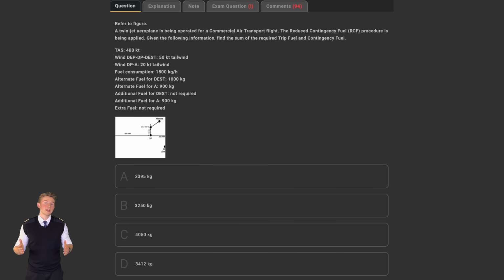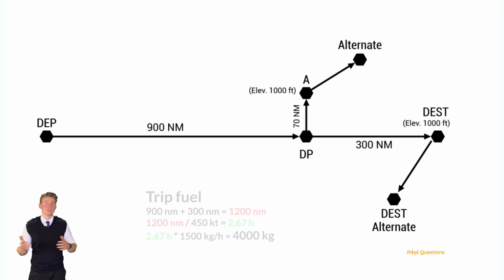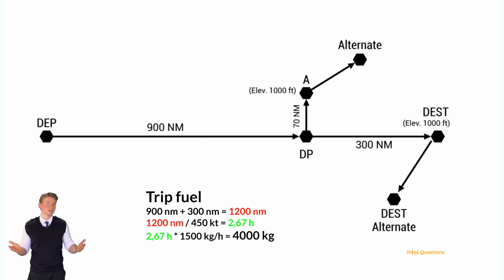For this, we have to take apart both of the given routes and the reduced contingency fuel regulations that will apply. The first route is from the departure airport to the destination via the decision point. The trip fuel here is simply being calculated by the distance between departure and destination airports of 1,200 nautical miles, divided by the ground speed for these legs of 450 knots, and then multiplied by the fuel flow of 1,500 kilograms per hour. This equals 4,000 kilograms.